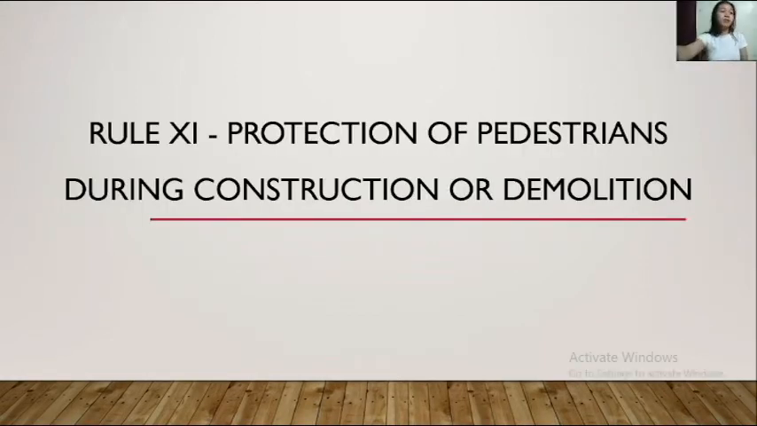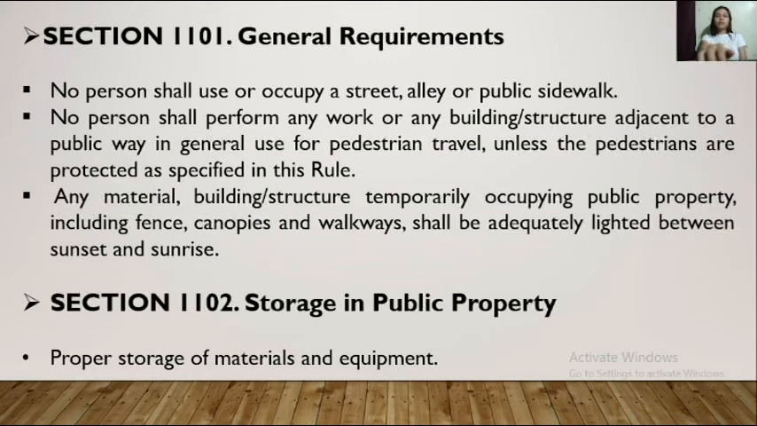So we have here Rule 11, which is the protection of pedestrians during construction or demolition. Under this rule, we have Section 1101, the general requirements, which states that no person shall use or occupy a street or alley or public sidewalk. Then no person shall perform any work on any building or structure adjacent to a public way in general use for pedestrian travel, unless the pedestrians are protected as specified in this rule.